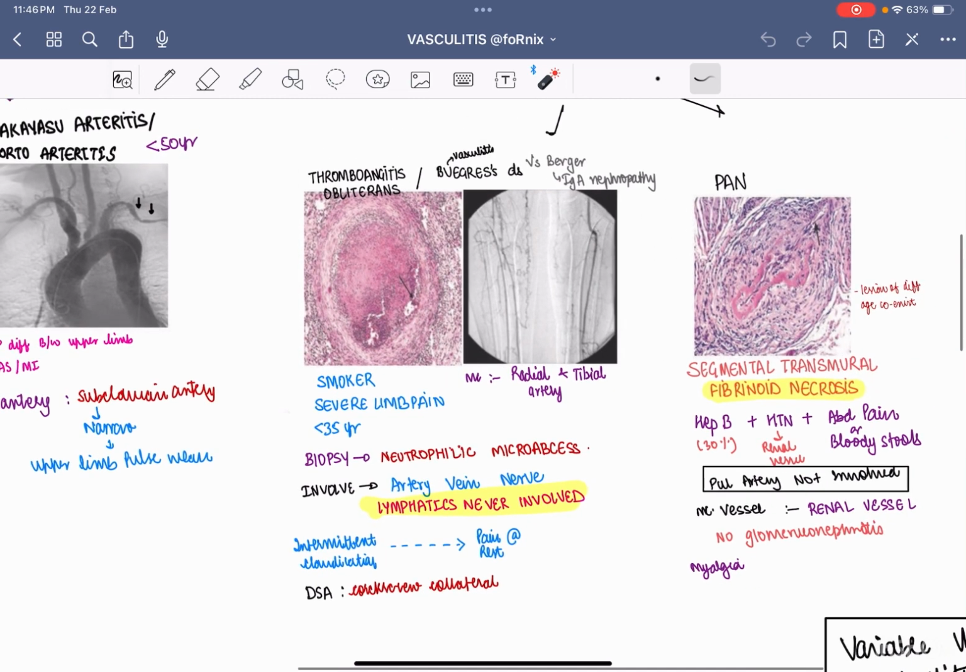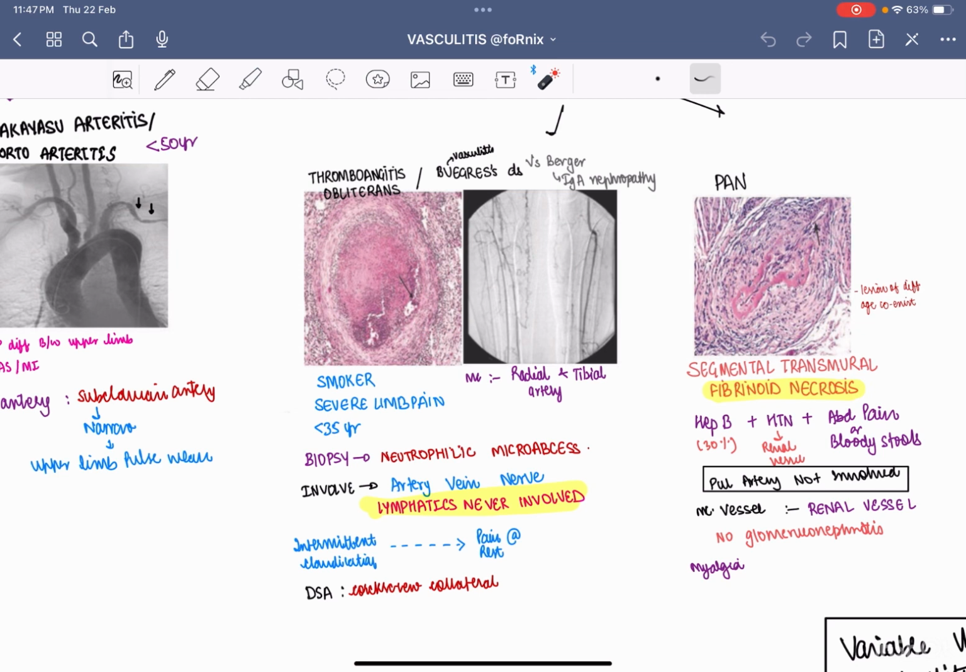Now the patient comes with a complaint of severe limb pain, and he's a smoker and his age is less than 35 years. The most common arteries involved in this case are the radial artery and the tibial artery. This is the typical history of the patient: a smoker, severe limb pain and less than 35 years of age. In the biopsy of Berger's disease, we will see neutrophilic microabscesses. It involves all three of them, artery, vein and nerve. And the buzzword is that lymphatics are never involved.